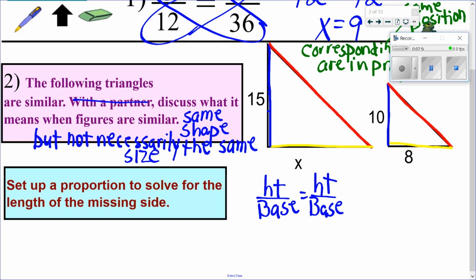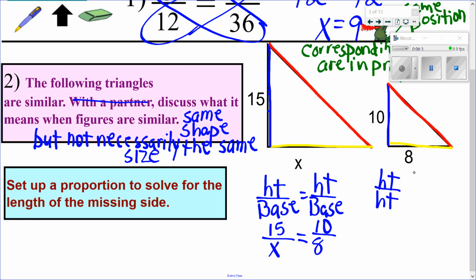So I'm going to substitute. 15 is my height because that's how tall the triangle is. We're looking for x, that's your base. And the next one is the height is 10 and the base is 8. We also could set this up as height to height and base to base. And you set them up equal.